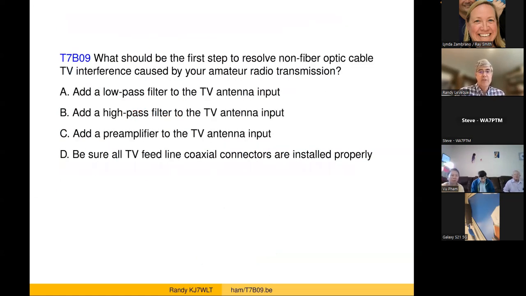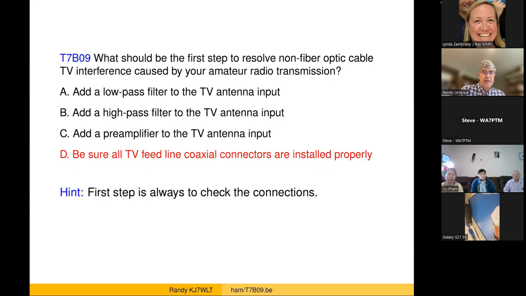And what should be the first step to resolve non-fiber optic cable TV interference caused by your amateur radio transmission? So again, there's a lot of words there, and I think the answer is to be sure all the TV feed line coax connections are properly installed would be the first thing.